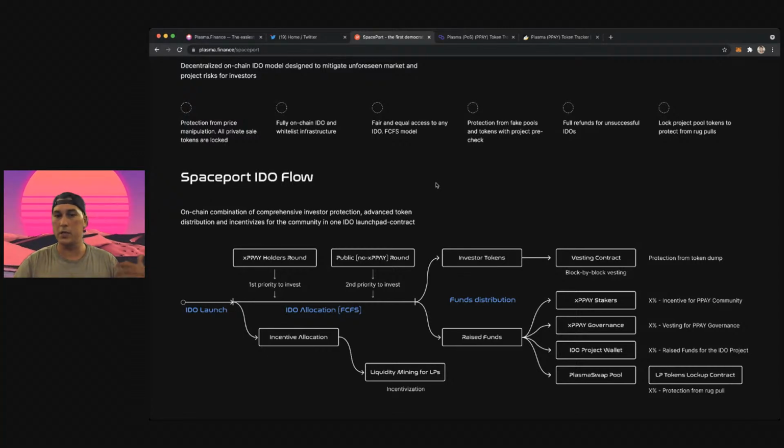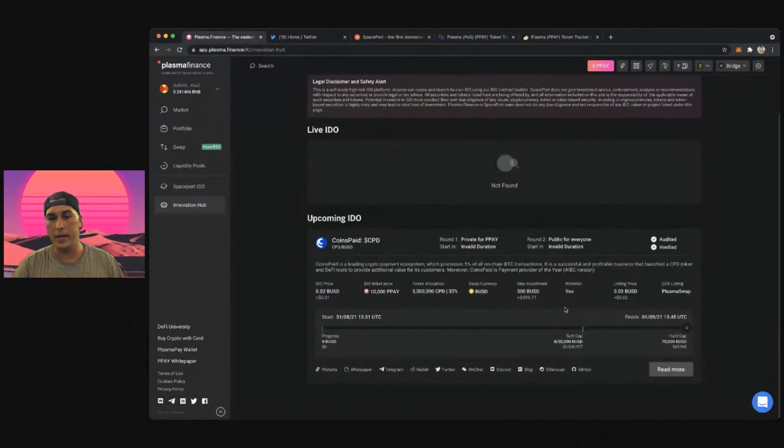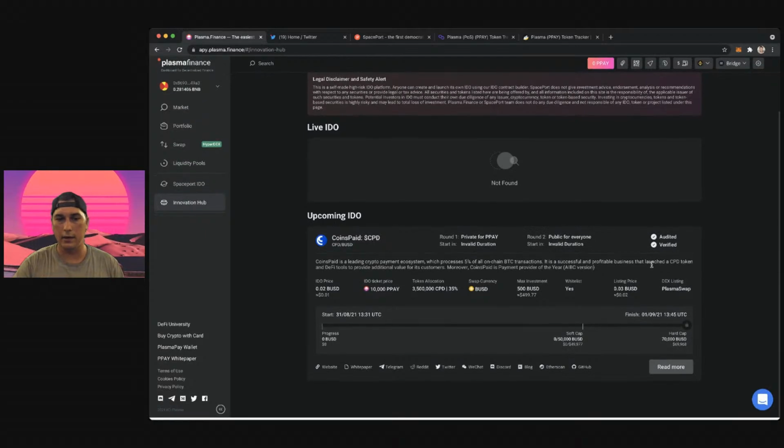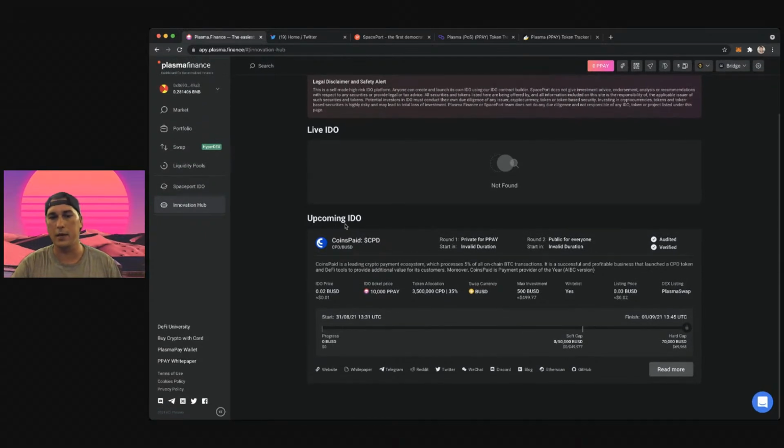So all this information, let's say on the example of CoinsPaid, I want to just explain to you how all this works and how you need to read this data. So let's say now we see this upcoming IDO of CoinsPaid. We see these private rounds, first and private round 2.